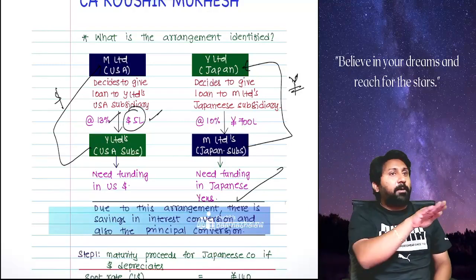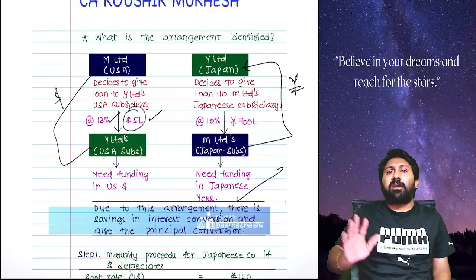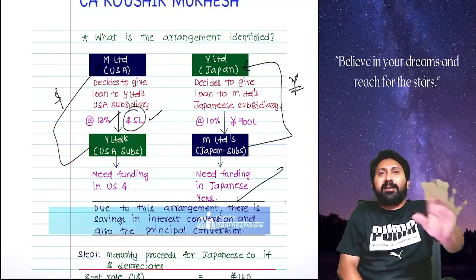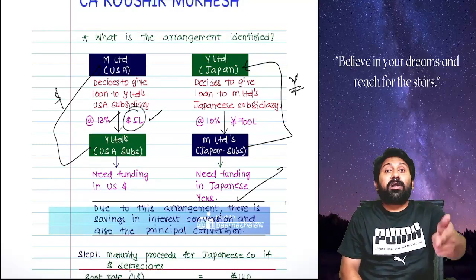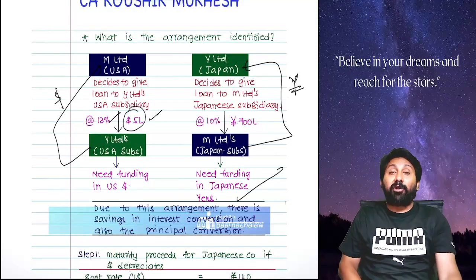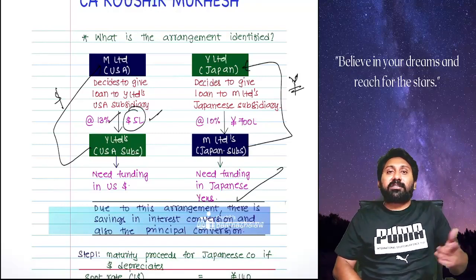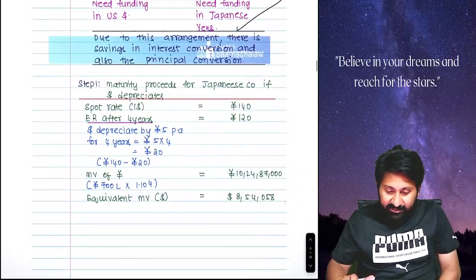At the beginning, spot rate is there. But at the end, one party will definitely be at an advantage, one party will definitely be at a disadvantage, because today's exchange rate of 140 will not be the same even after 4 years. After 4 years, the exchange rate will change. How to understand that? See the question, see the answer.